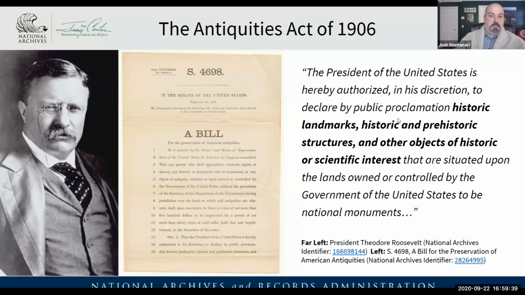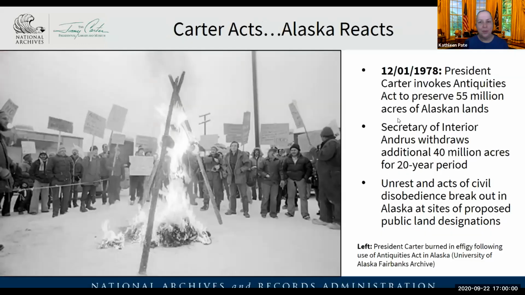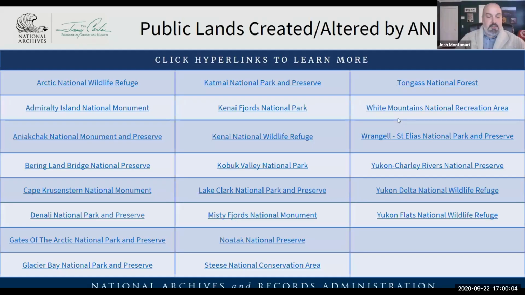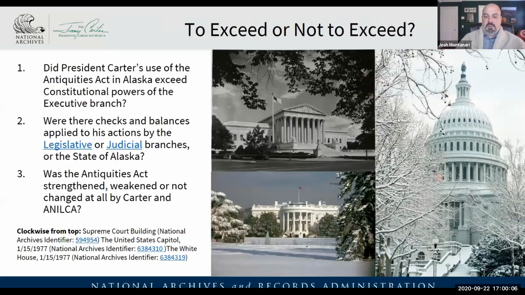And I think that last part, Presidents Clinton and Obama and their recent designations really used a loose interpretation of that sentence. Who's to say that a rock isn't an object of historic interest or scientific interest, that whole argument. There were dinosaur fossils found at Grand Staircase-Escalante. It was definitely scientific value.